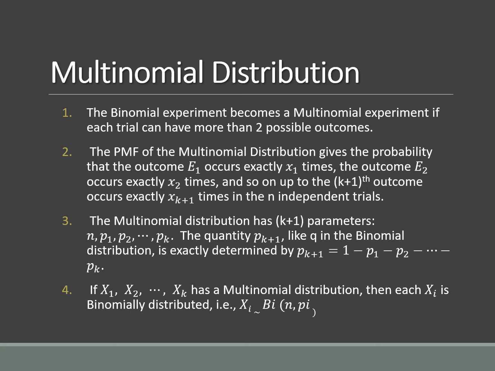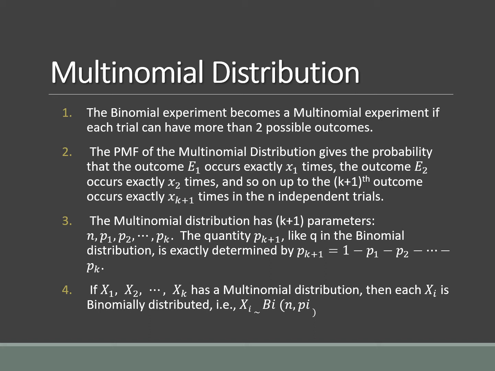Second, the PMF of the multinomial distribution gives the probability that the outcome E sub 1 occurs exactly x sub 1 times, the outcome E sub 2 occurs exactly x sub 2 times, and so on, up to the k plus 1 outcome, which occurs exactly x sub k plus 1 times in the n independent trials. So you could recall the constraint that I mentioned a while ago, that the sum of the x sub i's should be equal to n, and the sum of the p sub i's should be equal to 1.